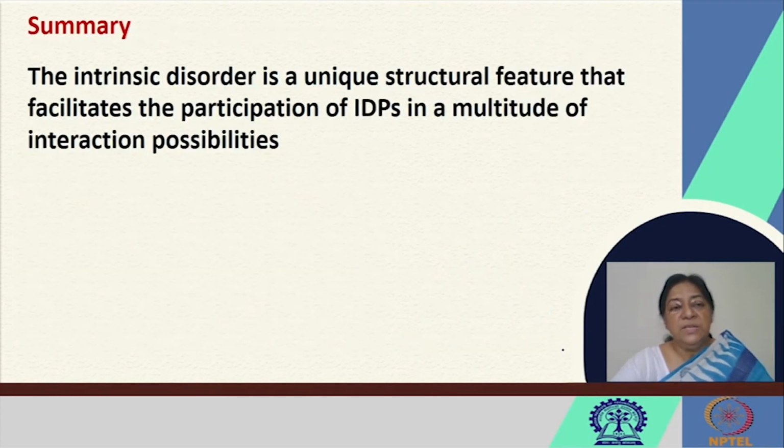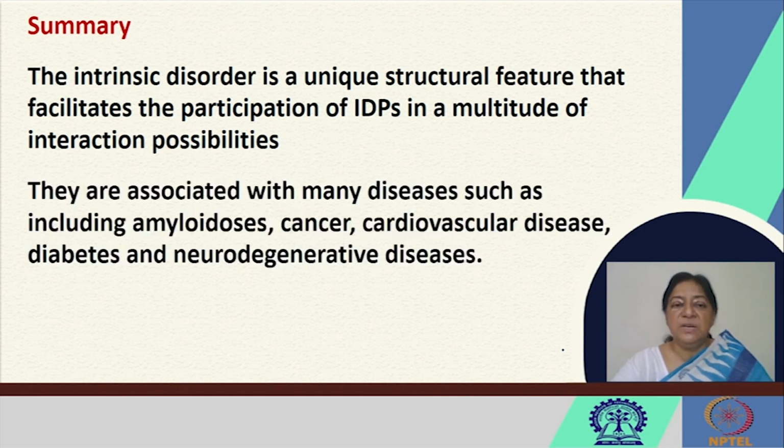In summary, the intrinsic disorder is a unique structural feature that facilitates the participation of these IDPs in a multitude of interaction possibilities. As we have seen, these interaction possibilities are such that they have unique binding folding characteristics, and because of their flexibility, they can adapt to different conformations depending on different conditions. However, this also leads to disease. As such, they are associated with many diseases such as amyloidosis, cancer, cardiovascular disease, diabetes, and neurodegenerative diseases.